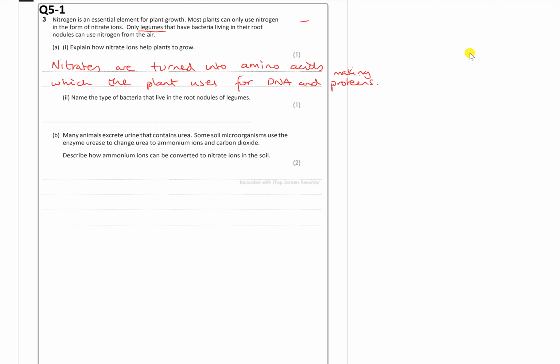Right. Name the type of bacteria that live in the root nodules. So they're called nitrifying bacteria. Well, no. Nitrogen fixing bacteria. Because what they do is they take nitrogen from the air, turn it into amino acids, and provide it for the plant.